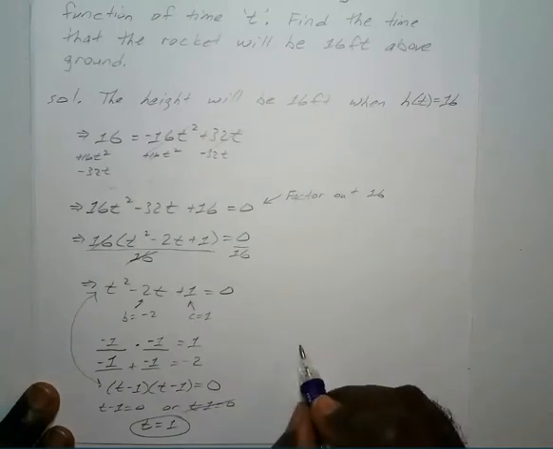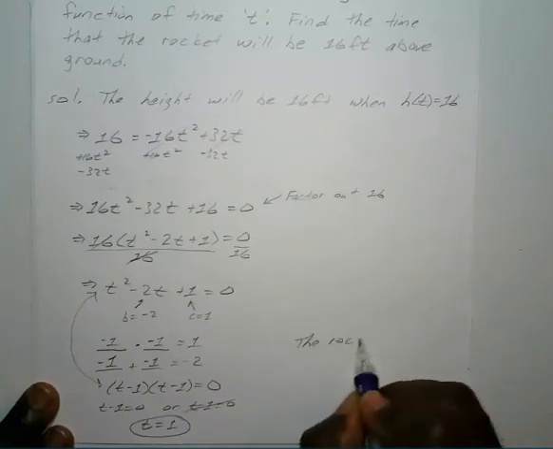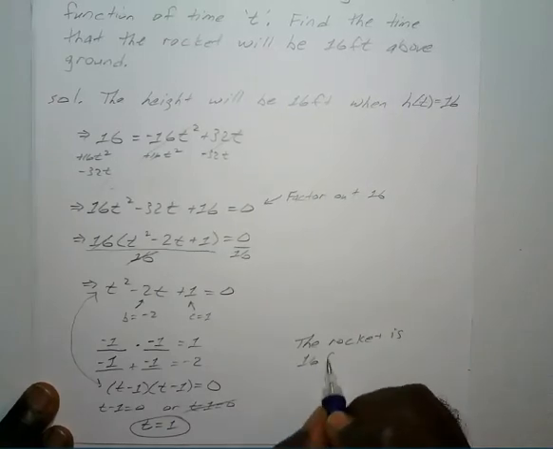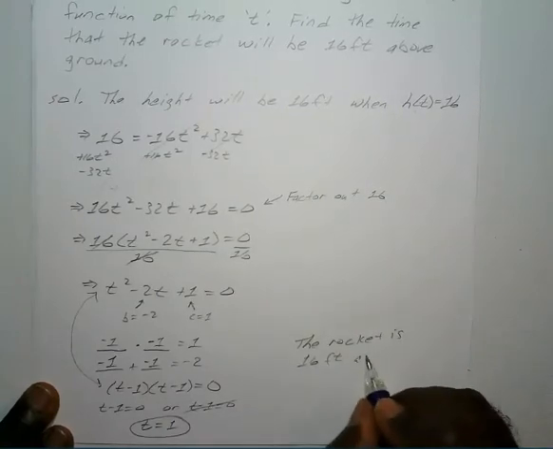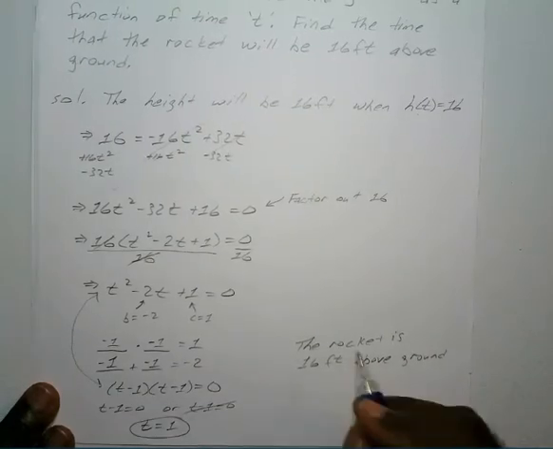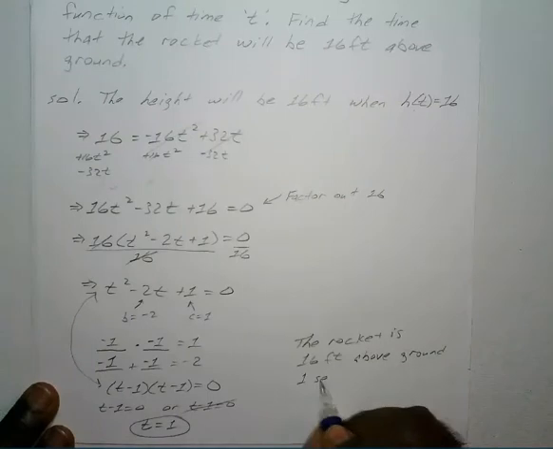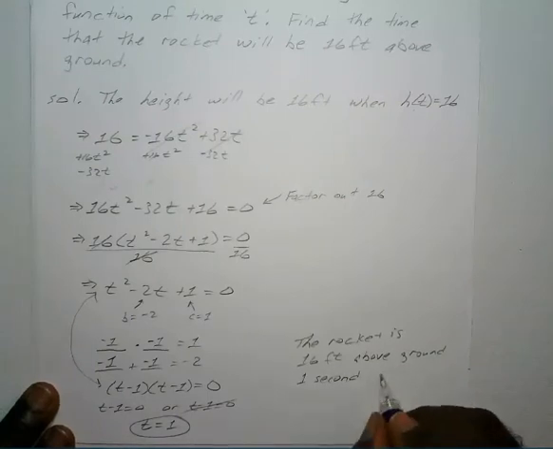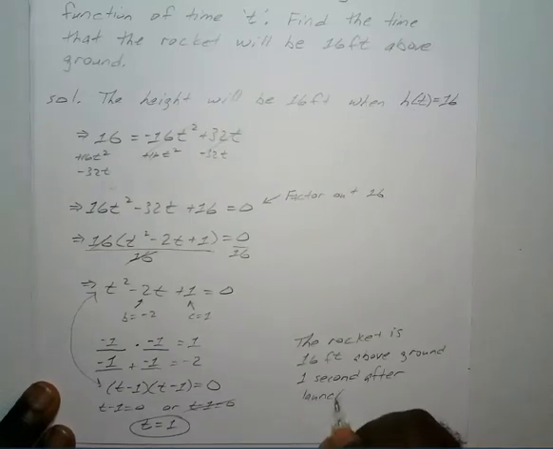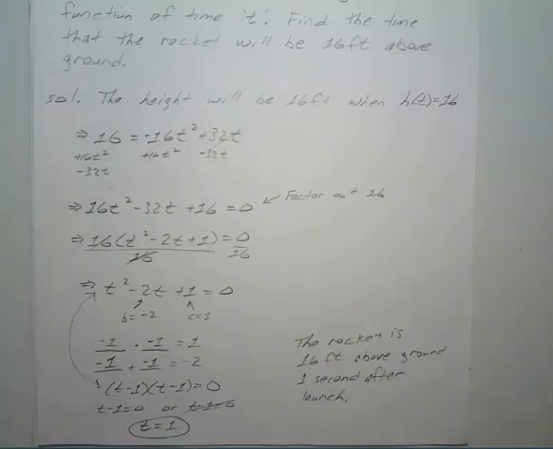Okay, so that lets us know that the rocket is 16 feet above ground 1 second after launch. Hence your time is equal to 1 second.